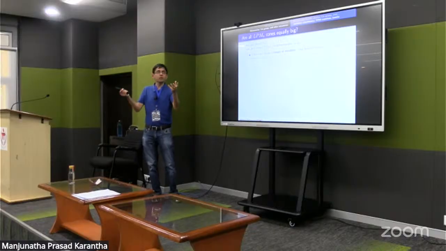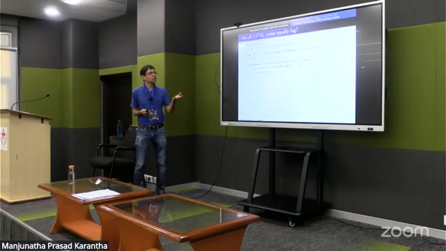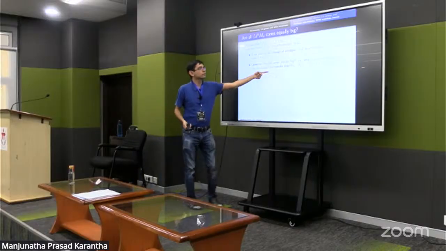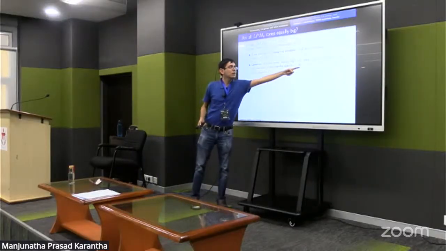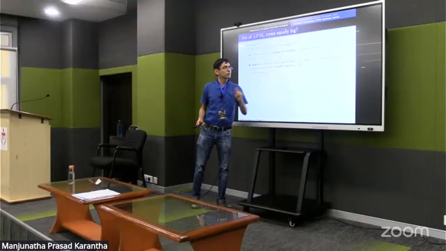What is the Jacobian of this map? What is the change in measure that happens? So are the cones equally big? Meaning, what is the determinant of the Jacobian of such a map, going from L to L transpose to L to L d L transpose?